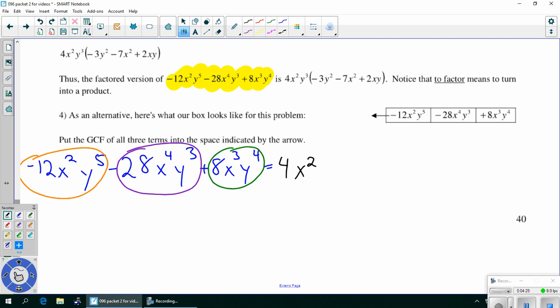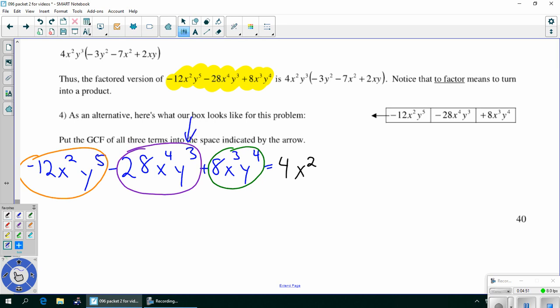Let's look at the y's in each of the three terms. Again, reading left to right, y to the 5th, y to the 3rd, y to the 4th. Trying to take out as many y's as possible, but you can't take out any more y's than one of these guys has. So do they all have a y? Yes. Do they all have a y squared? Yes. Do they all have a y cubed? Yes. Do they all have a y to the 4th? No. The middle term in this case is the one that's limiting us.